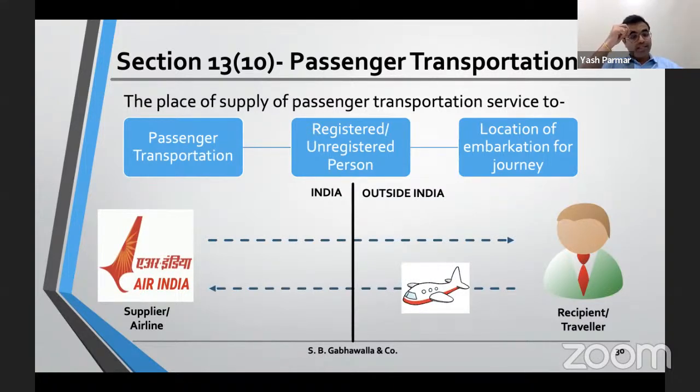Now though Air India is giving service to a customer who is ultimately coming to India, because this traveler is embarking or starting his journey from a location which is outside India, the place of supply will be treated as the location of embarkation of journey, which is outside India. And depending on whether various other conditions are satisfied or not, this can be treated as an export of service.